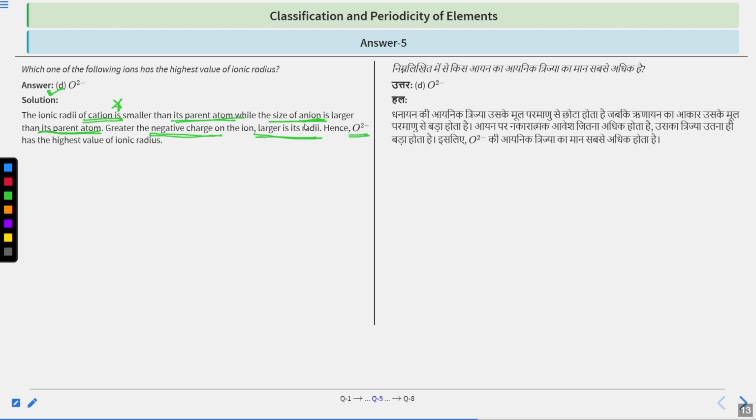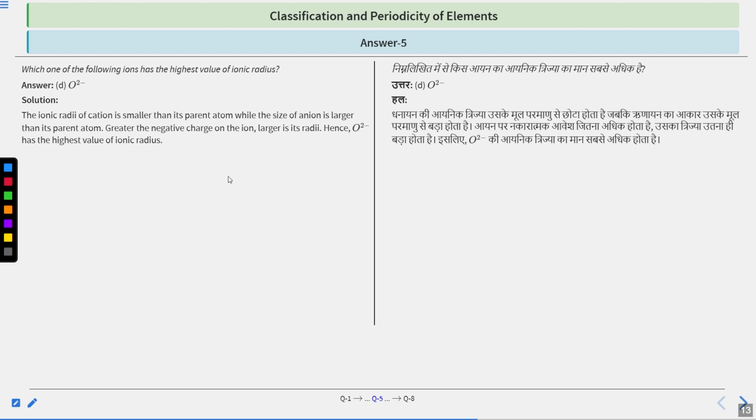Hence, oxygen 2 negative has the highest ionic radius from the given options because it has 2 negative charges. That's why, the greater the negative charge, the larger its radius, and option D is the correct answer.